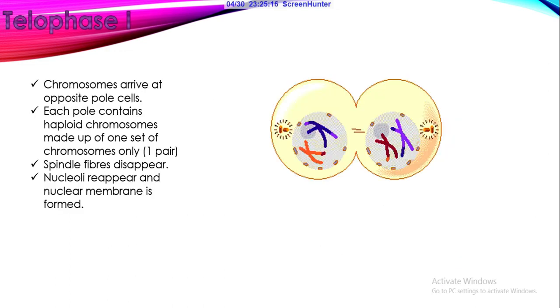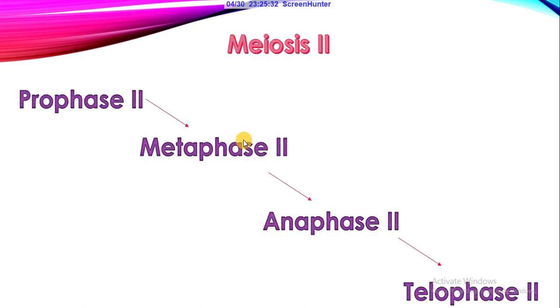Okay, for telophase, the chromosomes arrive at the opposite poles. Each pole contains a haploid set. Okay, this one becomes haploid, but only two daughter cells will be formed after cytokinesis. The spindle fibers disappear, and also the nucleoli reappear and the nuclear membrane is formed.